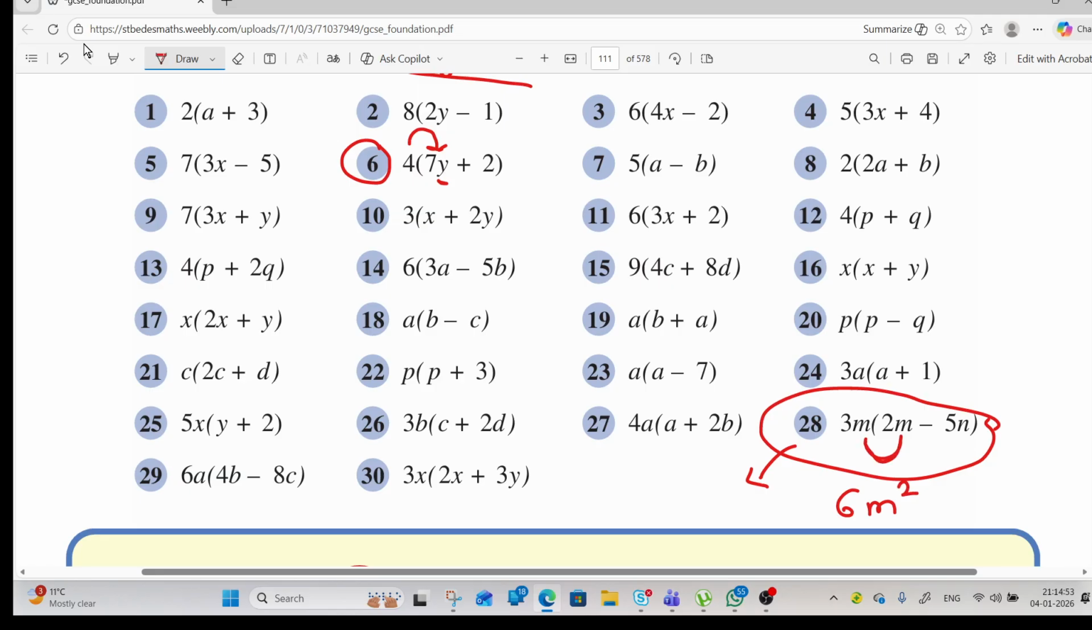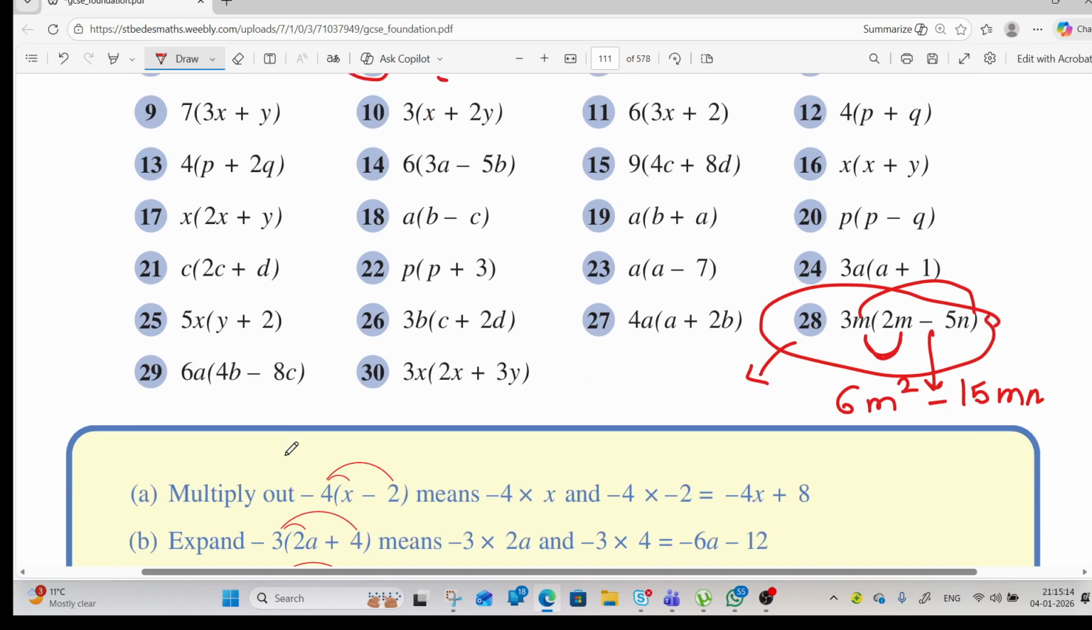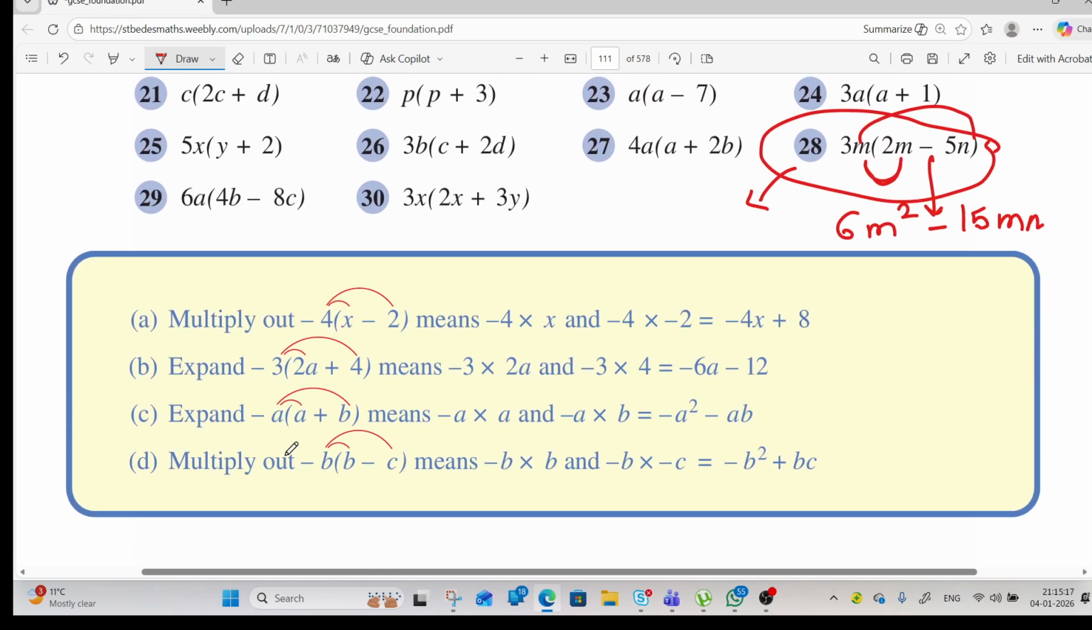Then 3 times 5 is 15. And m times n, mn. Very good. What sign should I put in between? This sign, minus. Yes, that's great. Okay, so that's how we open brackets.